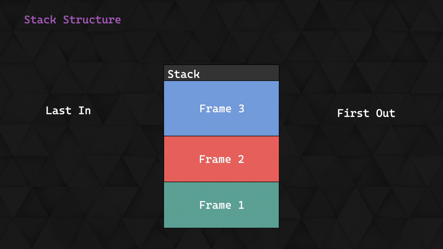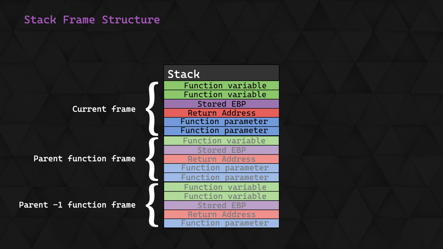Let's look at a more detailed breakdown of the stack and stack frames. Here we can see the same 3 stack frames, the top being for the current function or procedure, and the frames below corresponding to the parent functions or procedures. Within the frames themselves, there are 4 main types of data we can see.